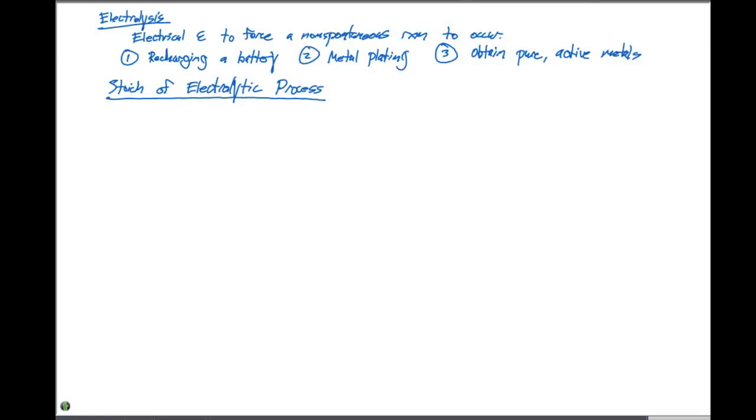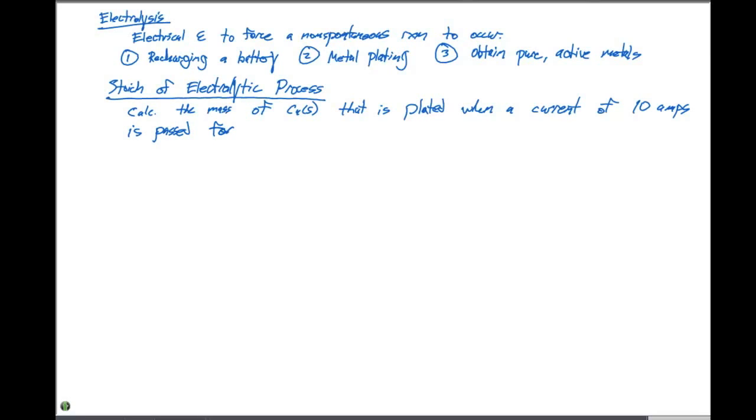So here we want to calculate the mass of copper solid that is plated when a current of 10 amps is passed for 30 minutes through a solution of copper 2+.